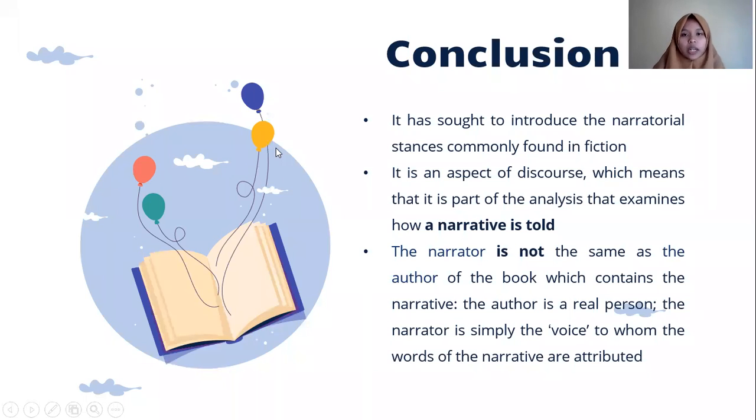So now we come to the conclusions. I have explained, starting from the narrative phases in fictional discourse, the narrator and narrative instance, and also the first person narrator, the third person narrator, and so on and so forth. It is an aspect of discourse, which means that it is part of the analysis that examines how narrative is told. So we can conclude that the narrator is not the same as the author of the book which contains the narrative. The author is a real person. The narrator is simply the voice to whom the words of the narrative are attributed.